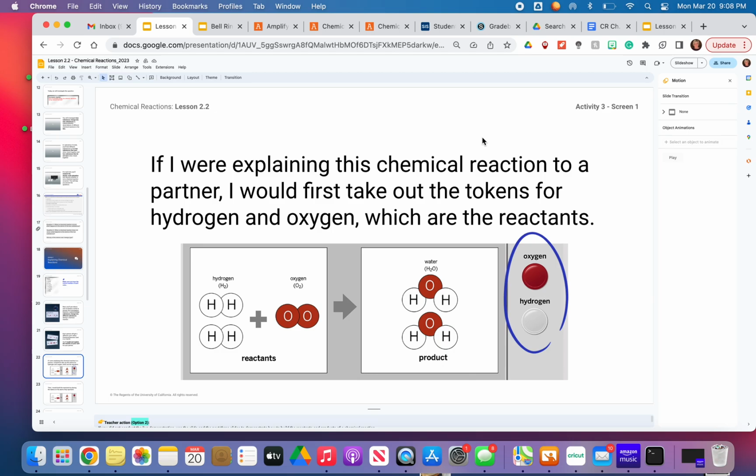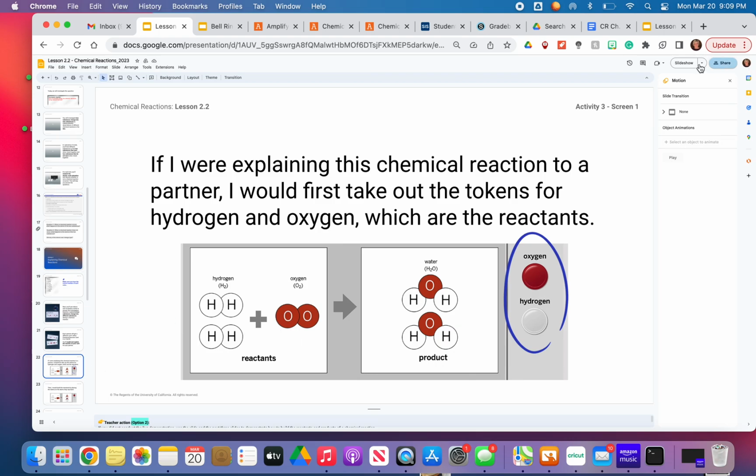Let me just explain what I would say. If I were explaining the chemical reaction to a partner, first I would take out all the tokens for the hydrogen and the oxygen. And so I would need 6 hydrogen and I would need 2 oxygen, okay? Because the card shows me that I have 2 molecules of hydrogen, H2, and 1 molecule of oxygen. And I would lay those tokens on top of those, okay?